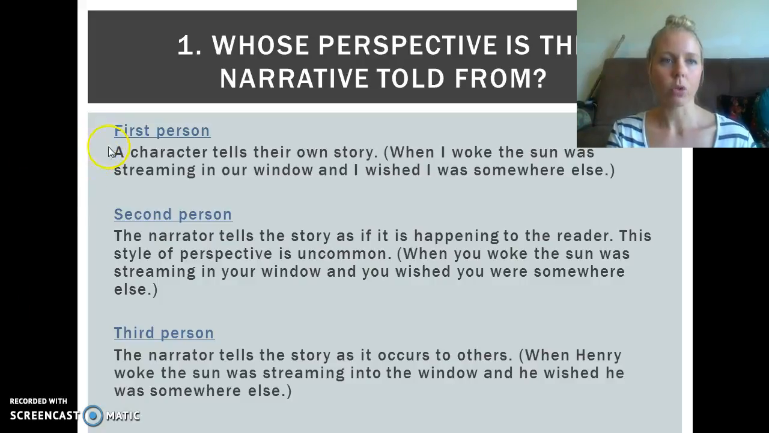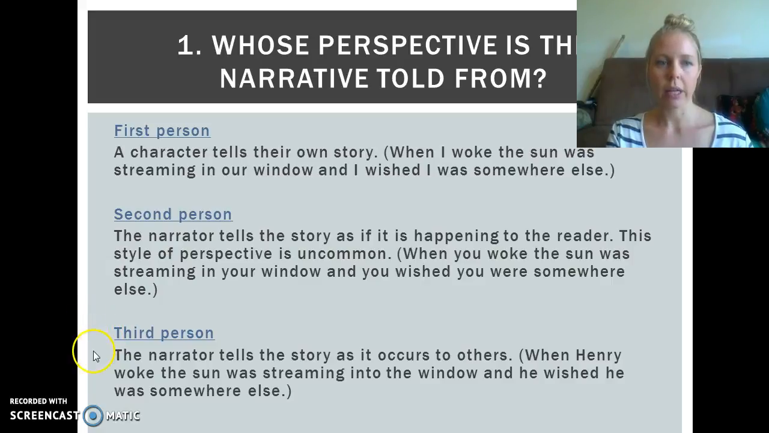Number 1 is most common for the recount, and I would actually recommend that you save the first person for the recount, because with your 3 text production tasks, you've got to show your marker and your moderator that you can write in a range of different styles. So if you're feeling brave, you can have a go at second person, which is a tricky style of perspective to write from and to be successful in.